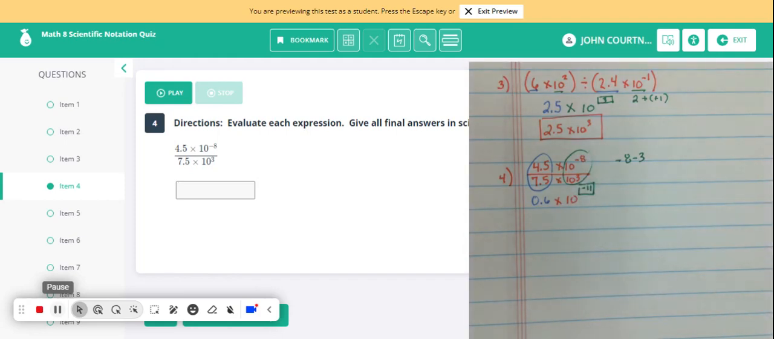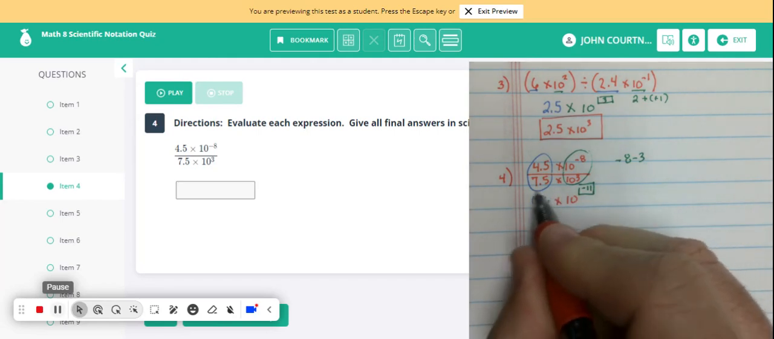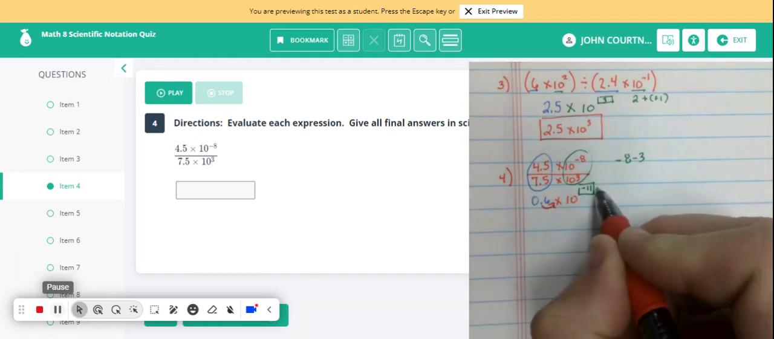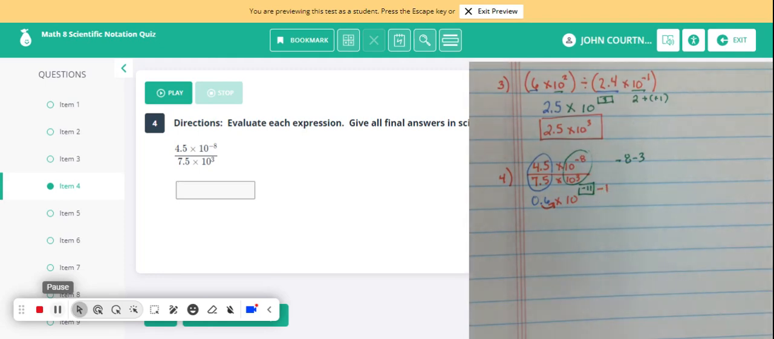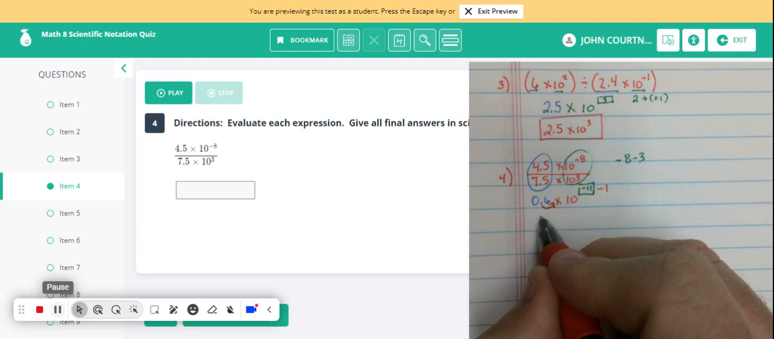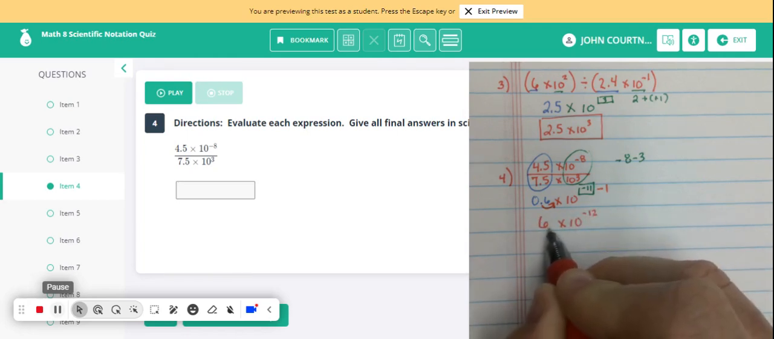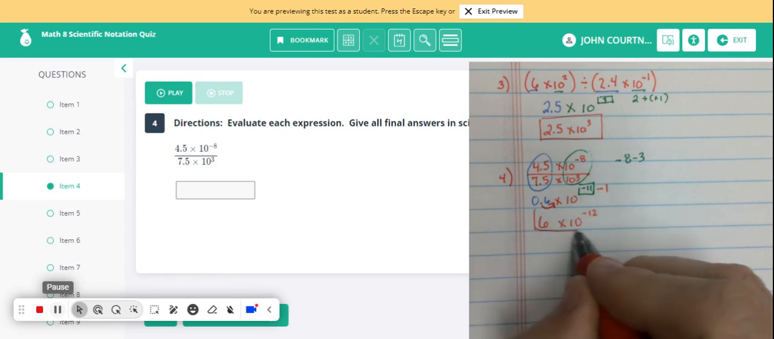And now I have to make my adjustment, right? Because it's not in scientific notation. This number is too small. It's not between 1 and 10. So I move to the right. If I move to the left, I add. If I move to the right, I subtract. So I subtract 1 from that answer, and I get an answer of 6 times 10 to the negative 12th power. If you put that as 6.0, that should be okay as well.